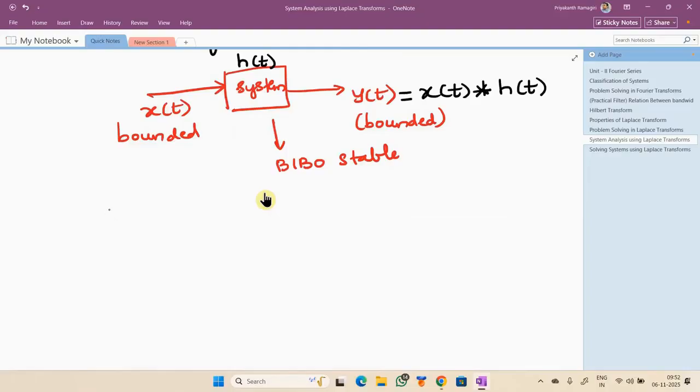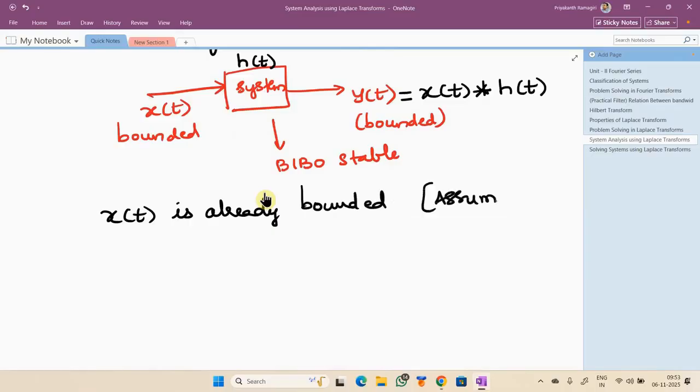Now, the basic assumption we are going to make is that x of t is already bounded. Because I am checking for bounded input, bounded output stability, I am assuming that x of t is already bounded. What do you mean by boundedness? Is it time bounded or value bounded? A function is bounded means, is it time bounded or value bounded here?